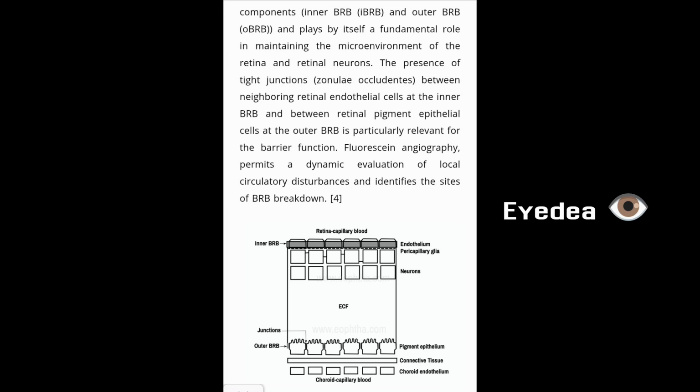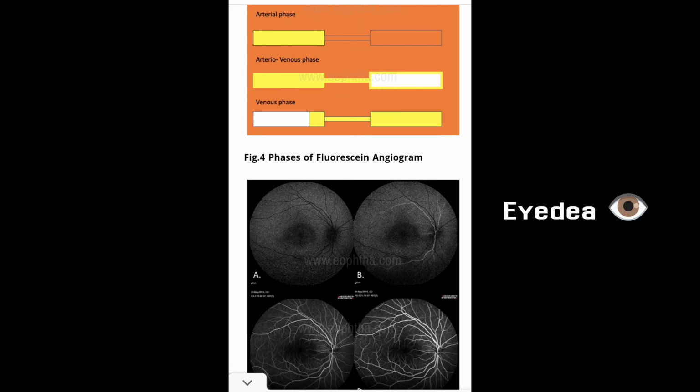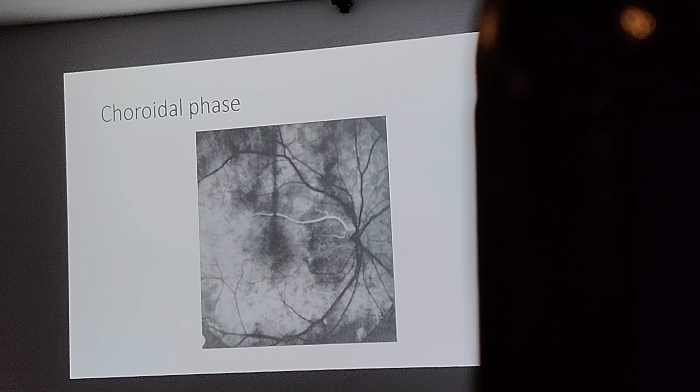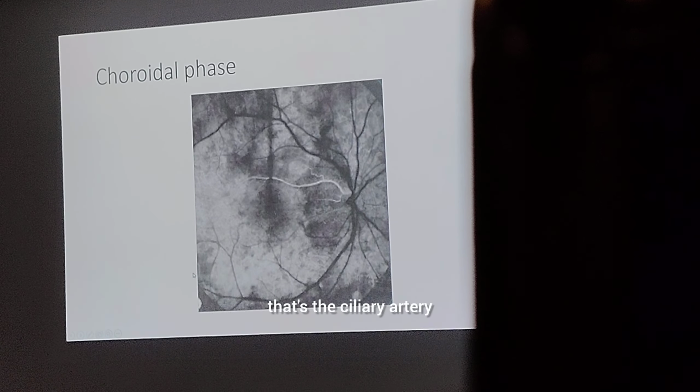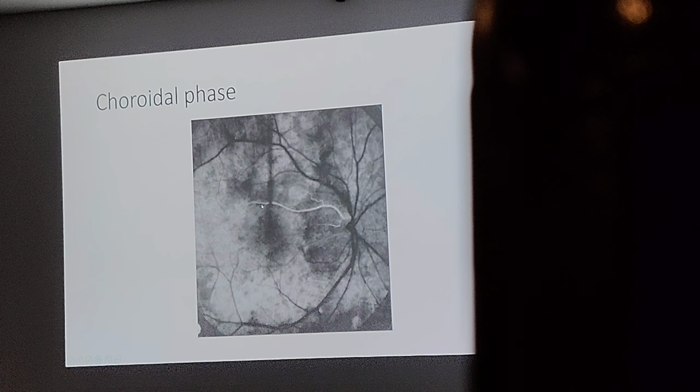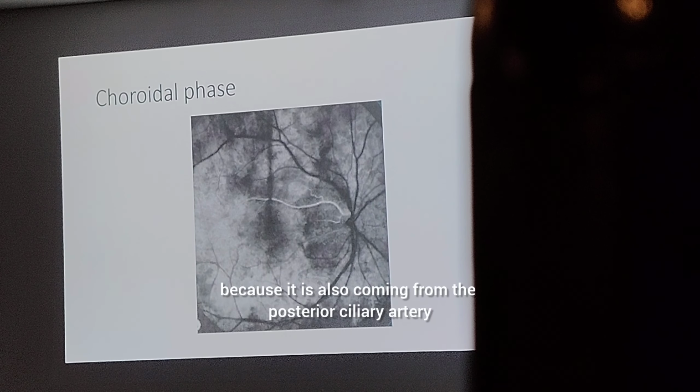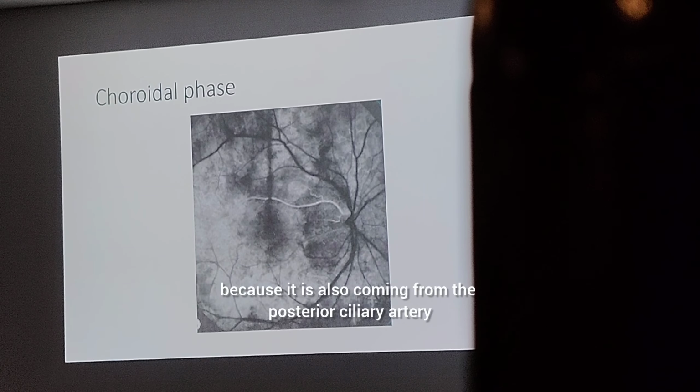If there is a gap in the outer and inner blood retinal barrier, the dye will leak. Stages include arterial phase, arteriovenous phase, and venous phase. Next thing is we can see that a vessel is being filled here. That's the cilioretinal artery. The reason why it is filled in this phase is because it is also coming from the posterior ciliary artery.